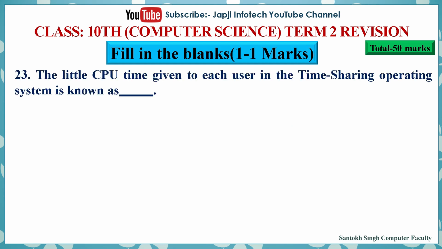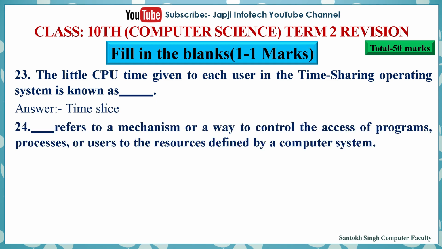And 23rd one is the little CPU time given to each user in the time sharing operating system is known as dash. And the right answer is time slice or time quantum. And 24th one is dash refers to a mechanism or a way to control the access of program, processes or user to the resource defined by a computer system. And the right answer is protection.